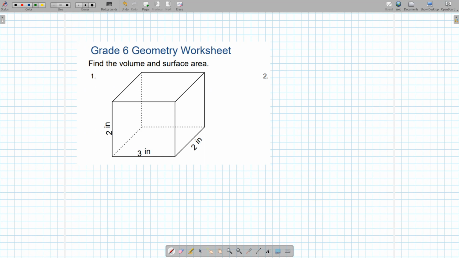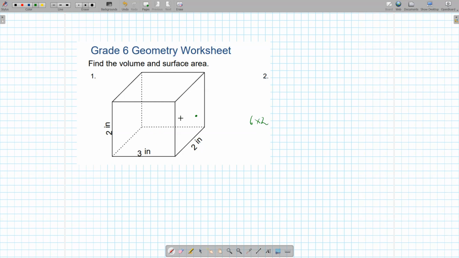Notice it has 6 faces, right? So how would that work in this case? We just add up all the 6 faces. So let's look at the front face. What's the area of the front face? 6. Yeah, 6, and then 1 is in the front, 1 is in the back, yeah? So 6 times 2. That covers the front and the back.